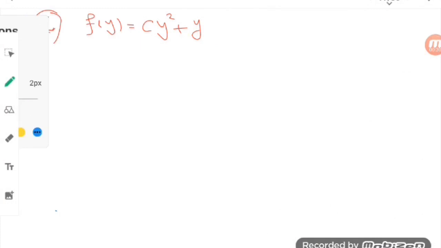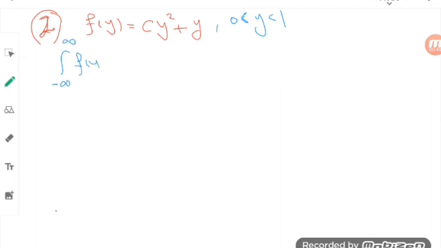To find the value C, such that this is a PDF, here we have y between 0 and 1. So this means the integral over the support of the PDF equals 1. Substituting the support 0 to 1 and the PDF with the formula above, the integral of C times y to the power 2 plus y, dy, all this equation has to be 1.